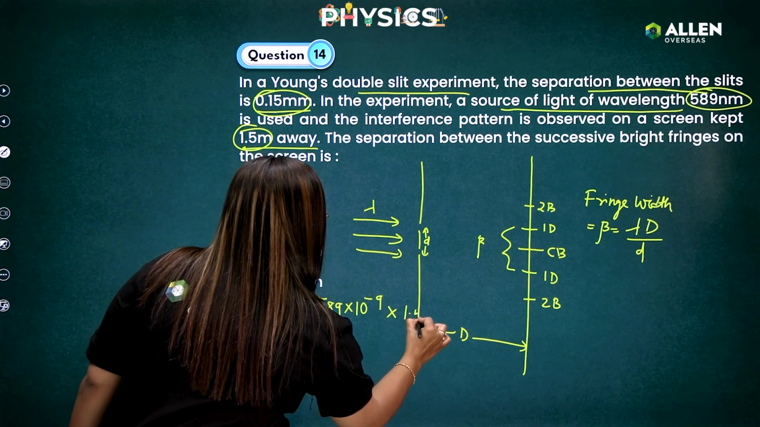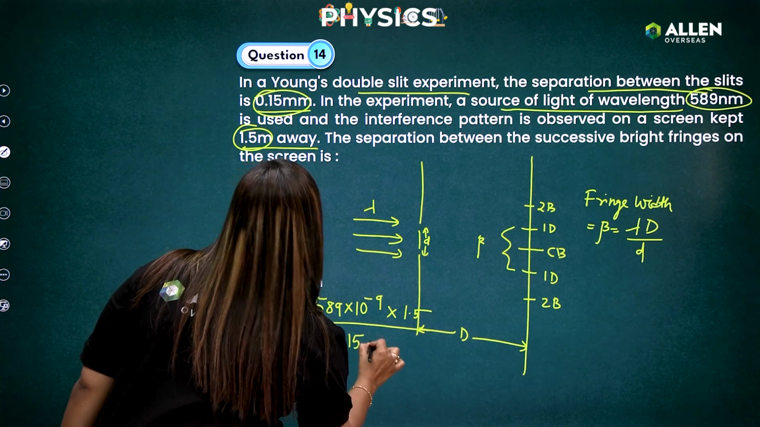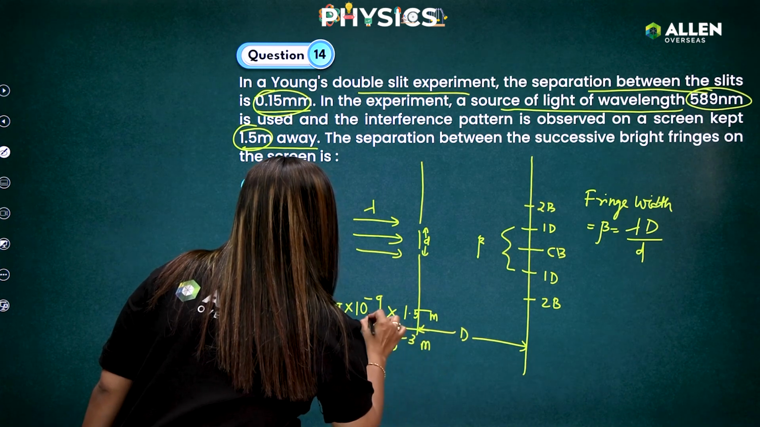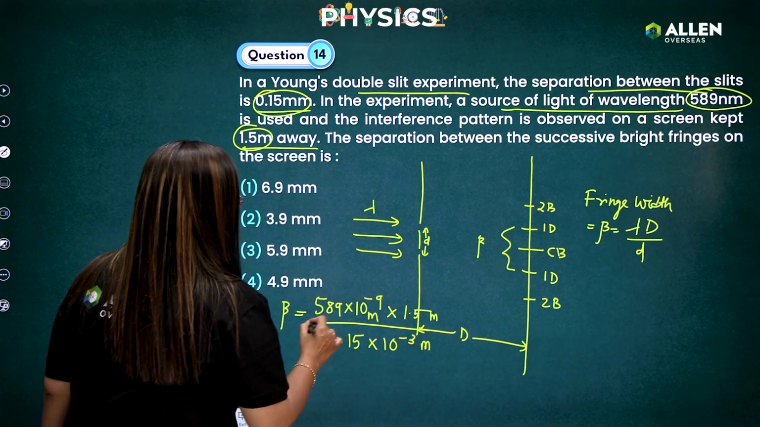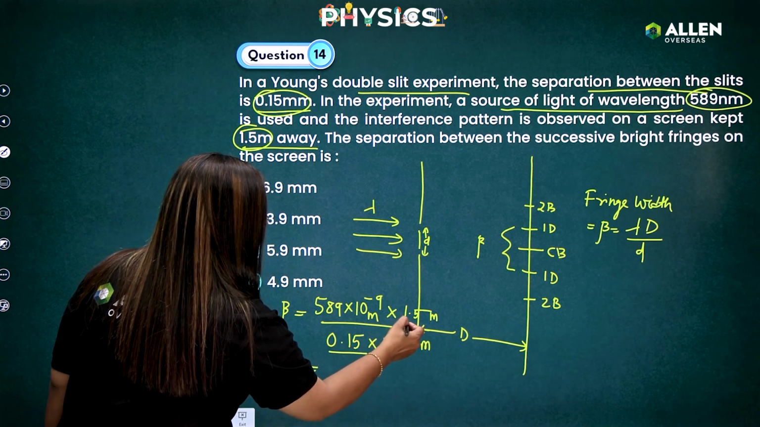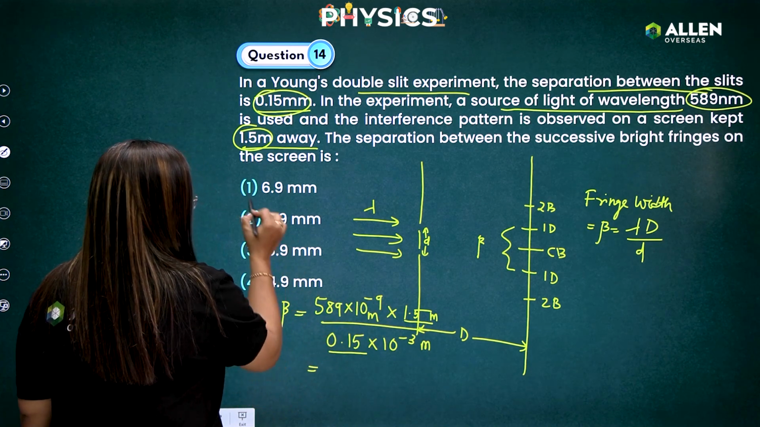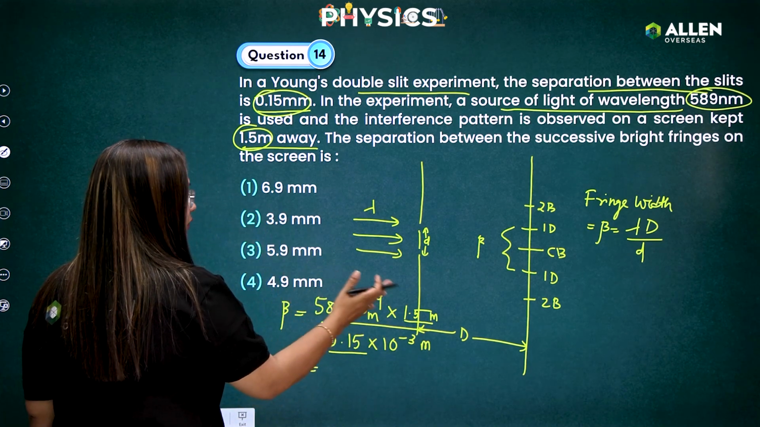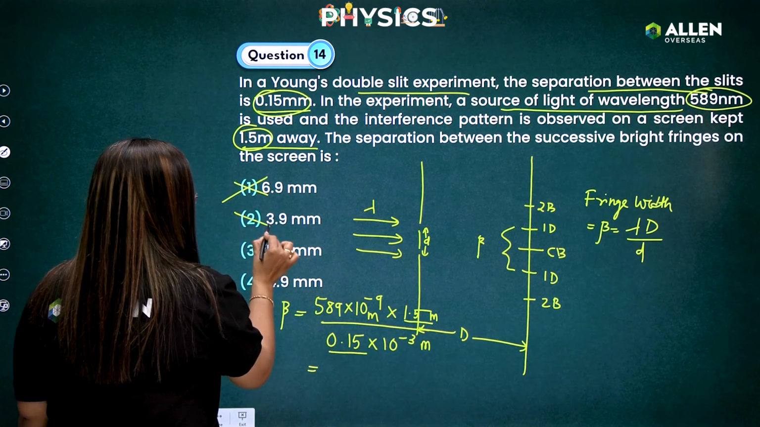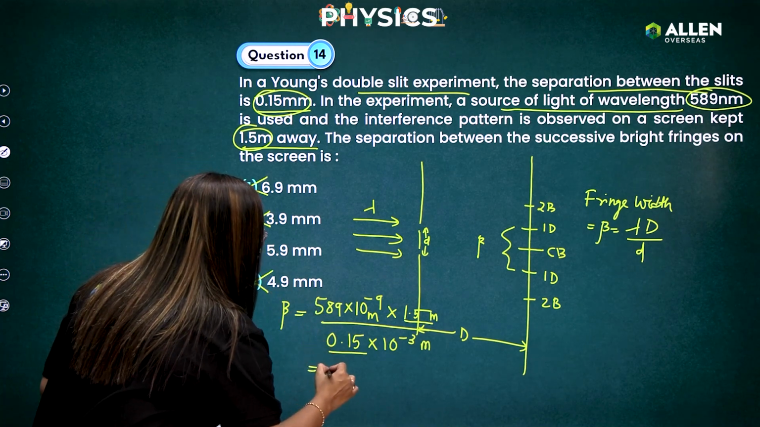So this is 1.5 divided by 0.15 into 10 to the power minus 3. I have converted all these things into meter first so that we can clearly see that this and this are going to be cancelled out, and finally, just without doing the calculation, you can find out the answer. So this is not the correct answer, this is definitely not the correct answer, but I will do the answers now.